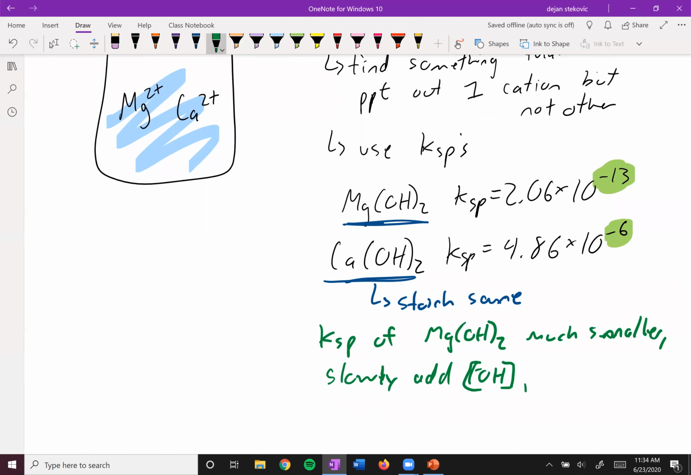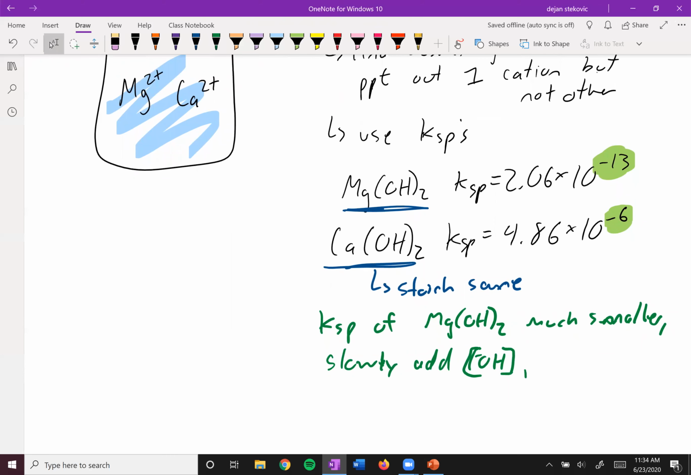And so what we can do is we can slowly add some hydroxide. And what's going to precipitate out first? Well, it's the first Q that's going to hit the K. And since the magnesium hydroxide K is much smaller, we should get out some magnesium hydroxide first.